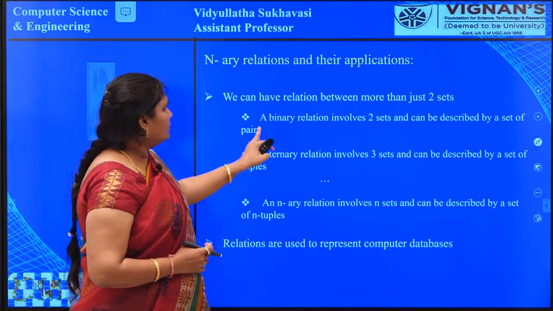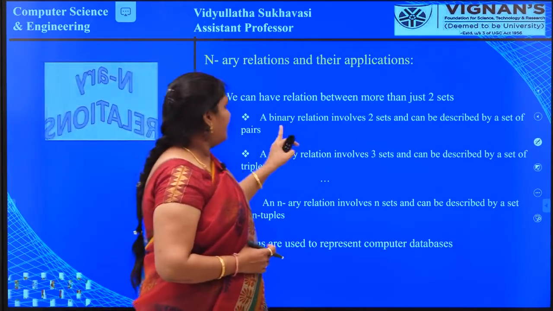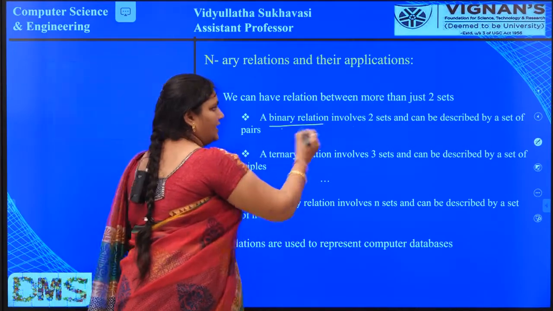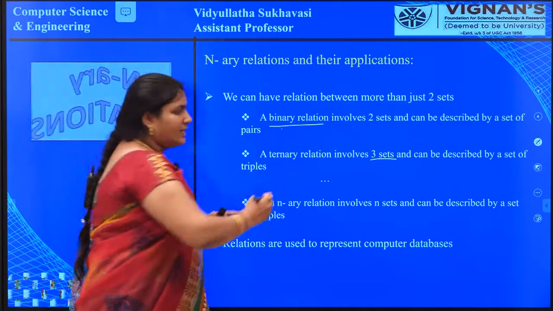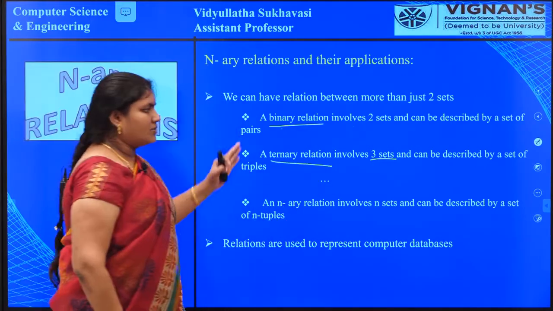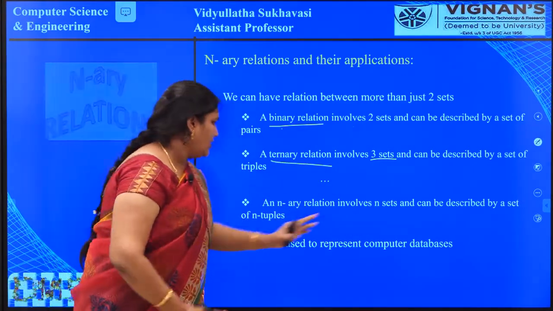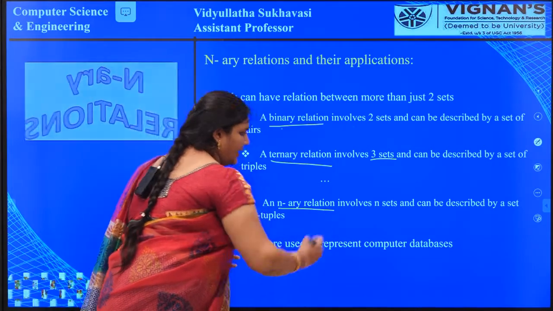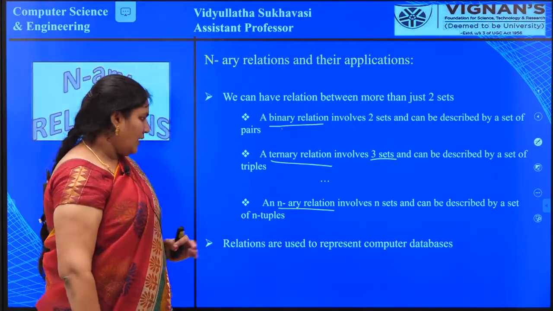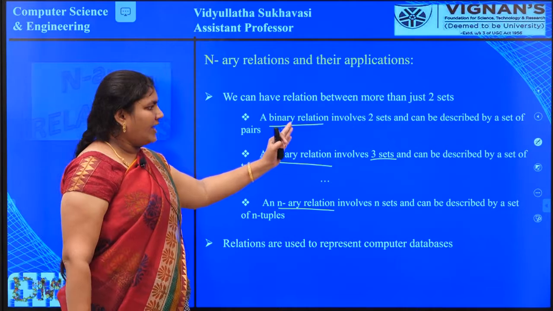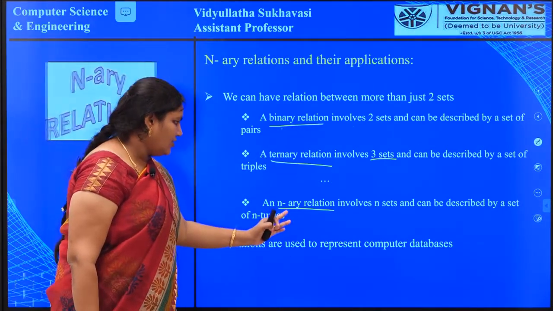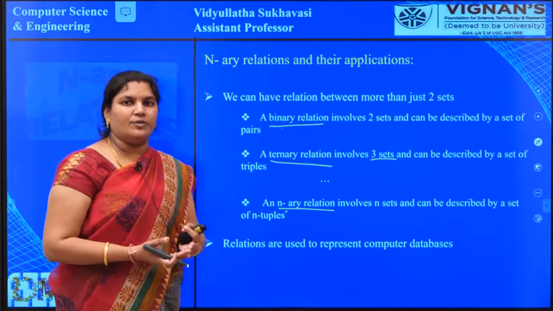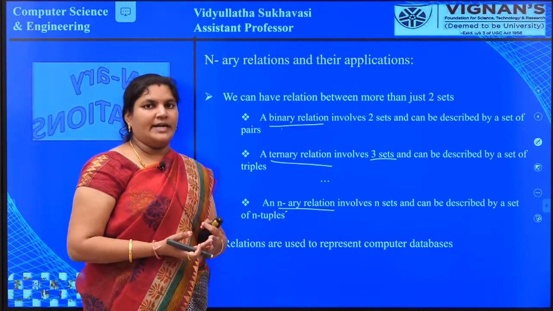If we use two sets, then we call it a binary relation. If we use three sets, then we call it a ternary relation. Suppose we use n sets, we will call it an n-ary relation. We have seen examples for binary relations. For n-ary relations, the example we use in real time is a database.